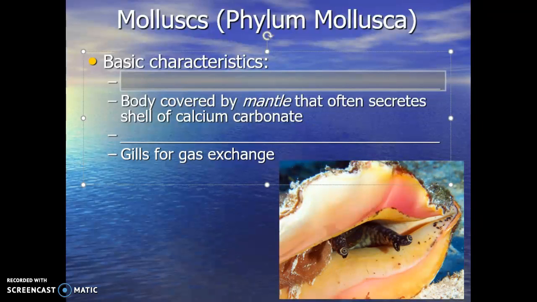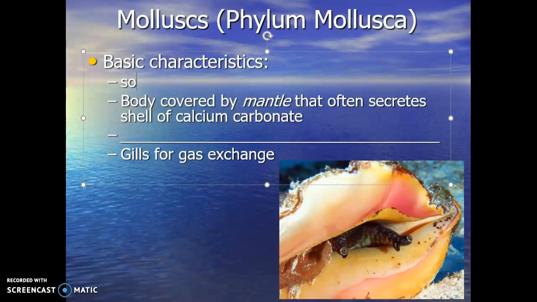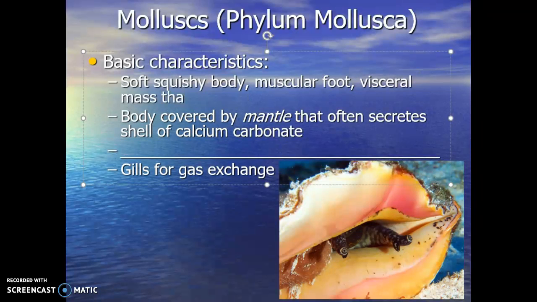We'll look at the basic body. The basic body is a soft, squishy body. It has this big muscular foot attached to it, and I'll show you some pictures in a little bit here. There is a structure called the visceral mass that contains the organs of the mollusk. Now, their body is covered by a structure called the mantle.